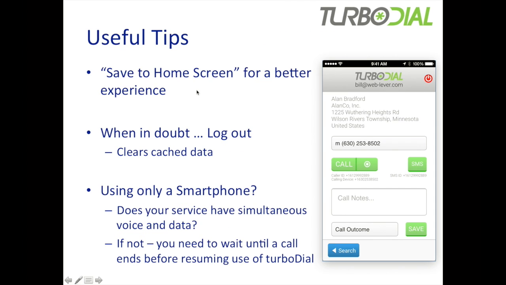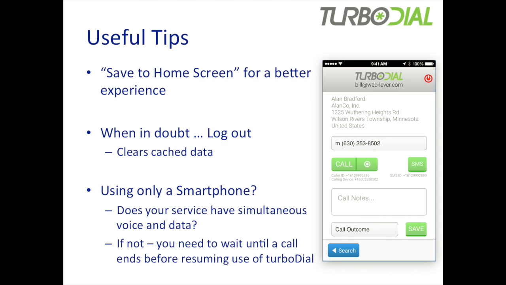So let's talk about useful tips. I already showed you how to save to the home screen, and that gives you a better user experience because it allows you to use more of the display of your smartphone with turboDial Mobile. Secondly, if you have problems with turboDial Mobile, something's not working correctly, just log out using that red logout button in the upper right corner of the header. What that does is it'll clear the cached data in turboDial in case something has been accidentally corrupted. And then when you log in again, you'll be starting with clean data.